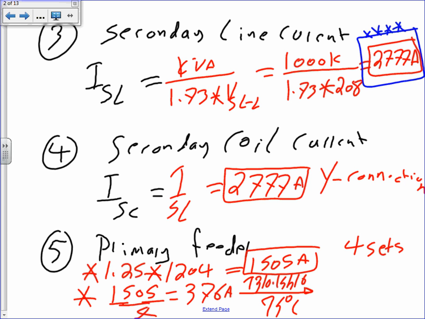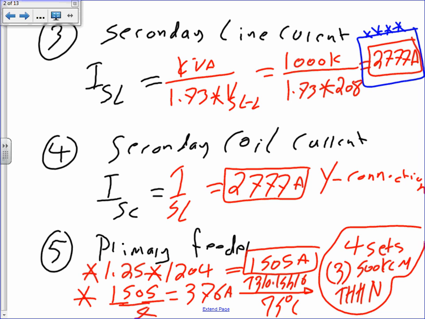Okay, the conductors are 500. How many conductors though? That's easy to answer. Is it 3 or 4? Why 3? It's a delta, no neutral. So 3 conductors, 500 kcm, THHN. 5 sets of 3 conductors, 500 kcm.